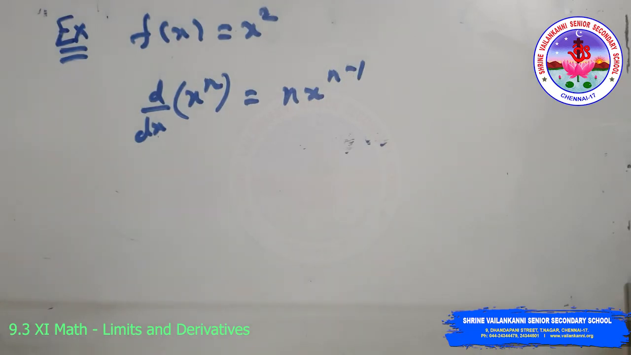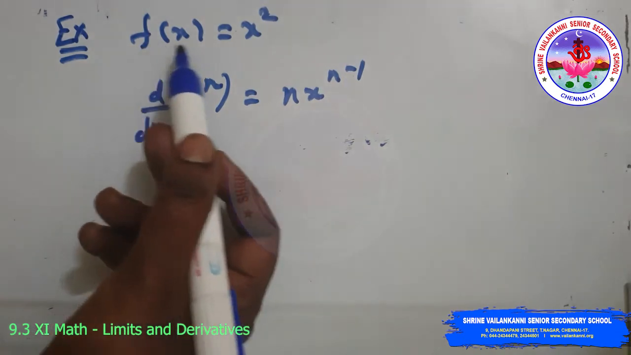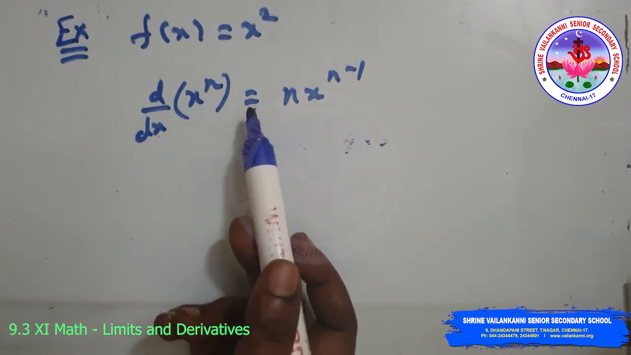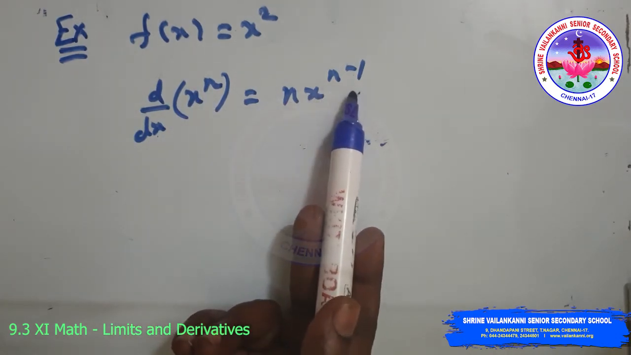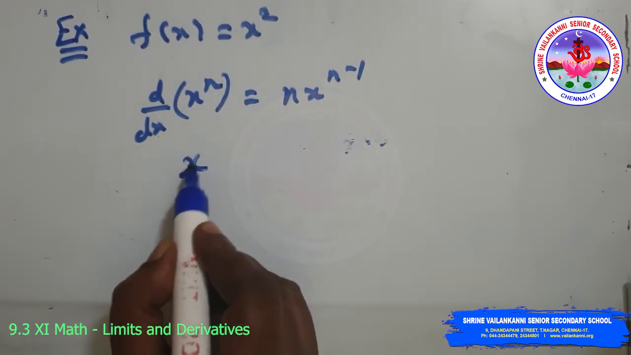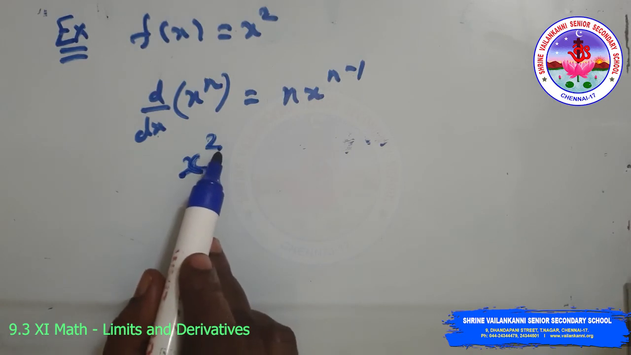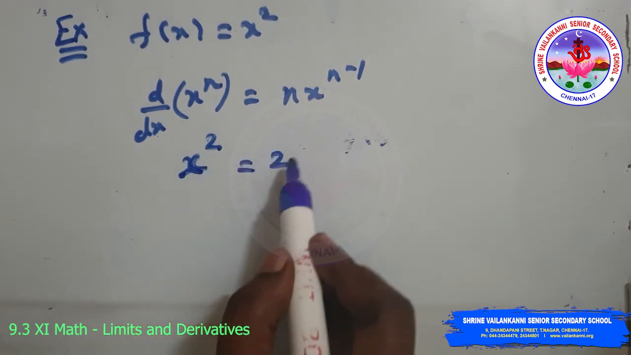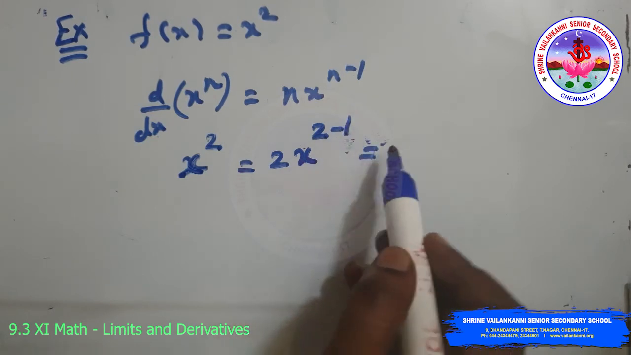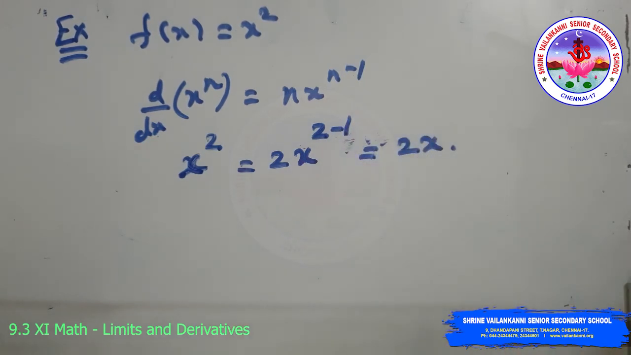For example, f of x equal to x power 2. We have to find the derivative of x squared, that is, we have to find f dash of x. The derivative of x power n is equal to n x to the power of n minus 1. Here we have x power 2, so n is 2. So 2 into x power 2 minus 1, which is 2x.